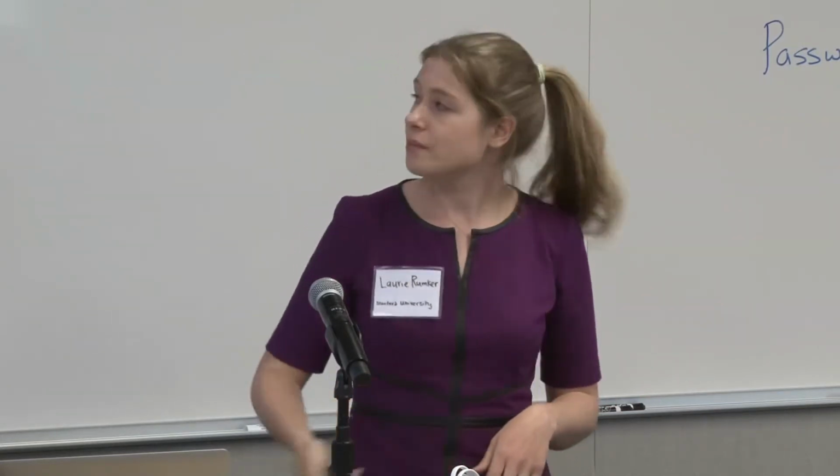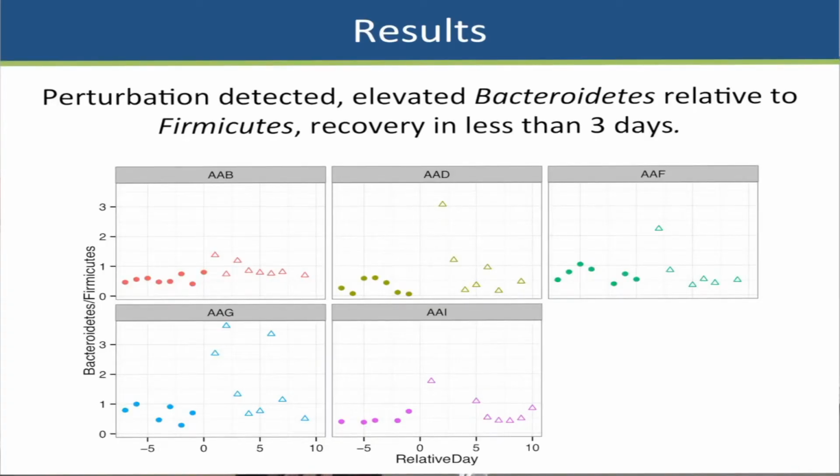And we can understand what that is by looking at individual types of bacteria within the community. And it turns out that shared feature was a change in the relative abundance of the 2 biggest groups, the 2 biggest phyla of bacteria in this community, which were the Bacteroides and Firmicutes. And as you can see in each participant, right after the perturbation itself, that ratio of Bacteroides to Firmicutes is elevated.